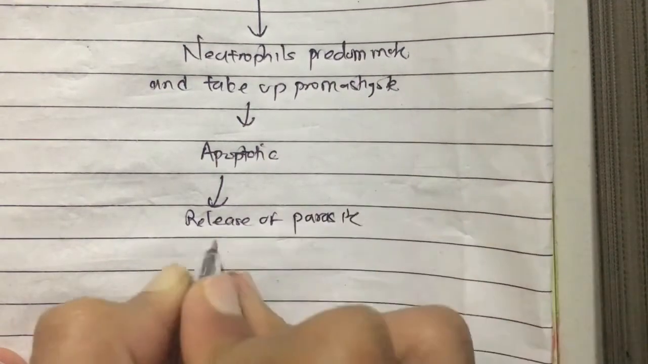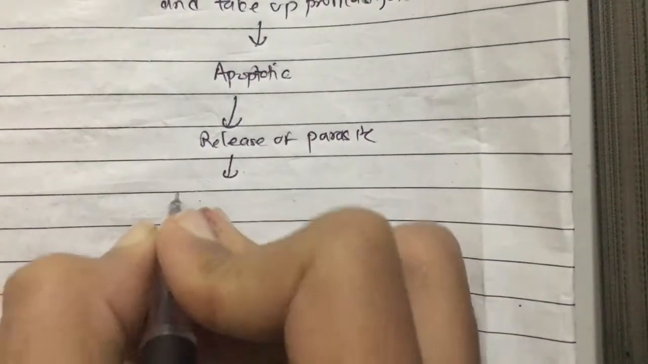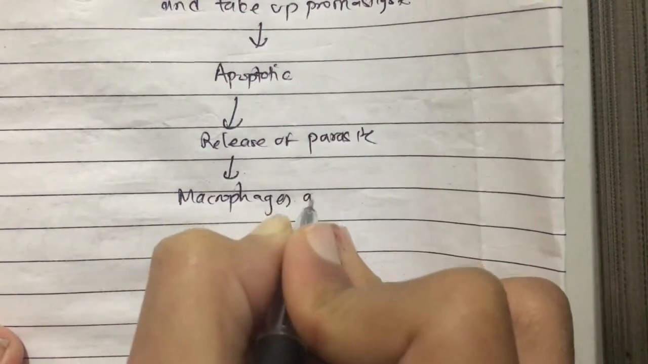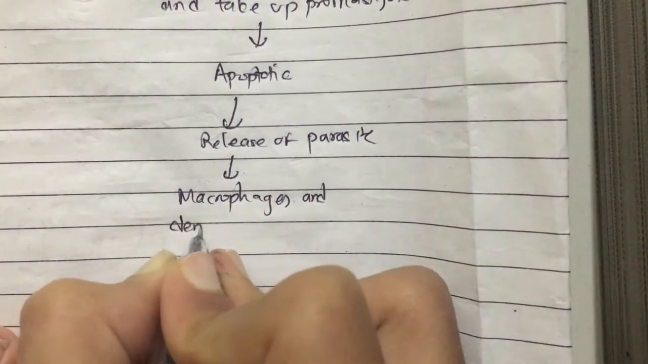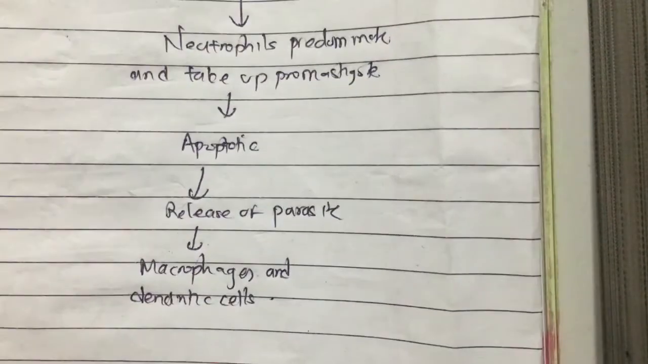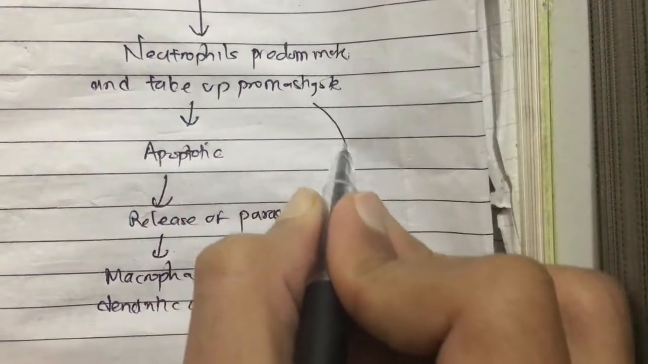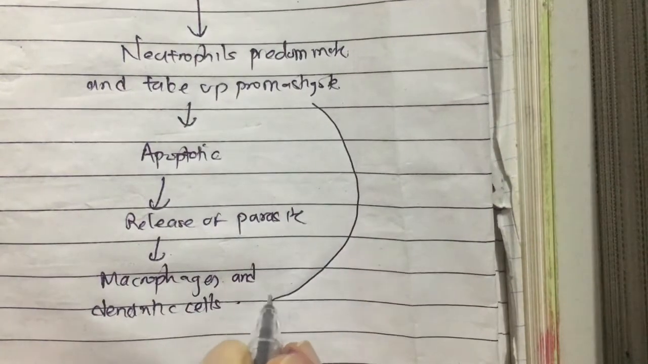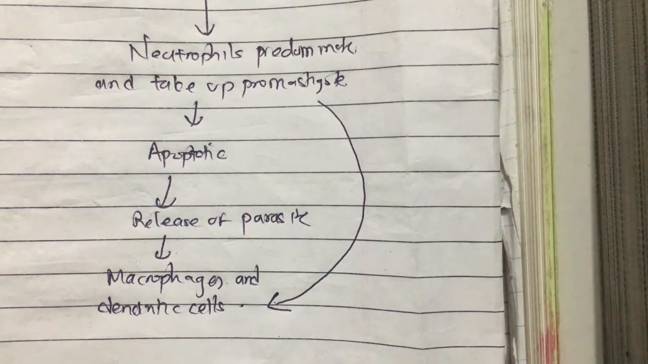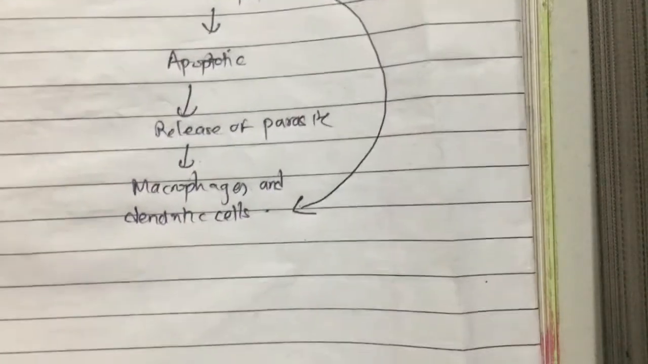Then macrophages come into play, and they are taken up by the macrophages and dendritic cells. Sometimes the apoptotic neutrophils can also be directly taken up by the macrophages and dendritic cells. So they are in circulation, then they are taken up by the macrophages and the dendritic cells.